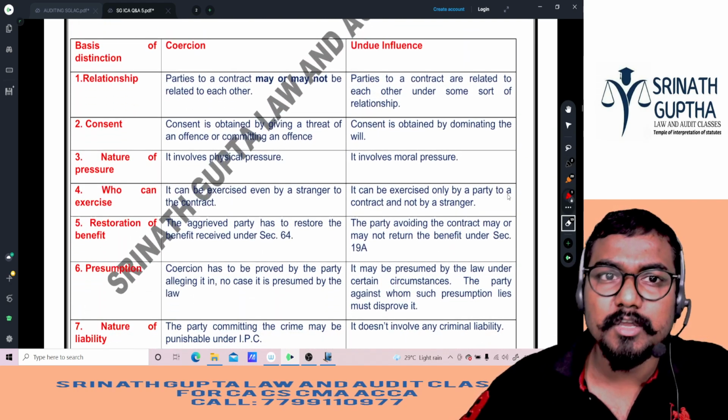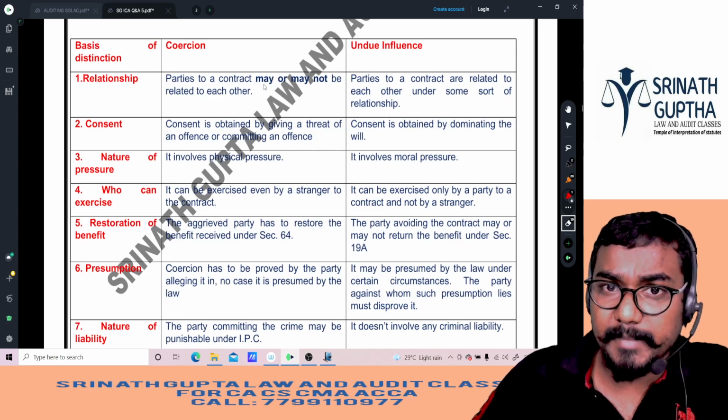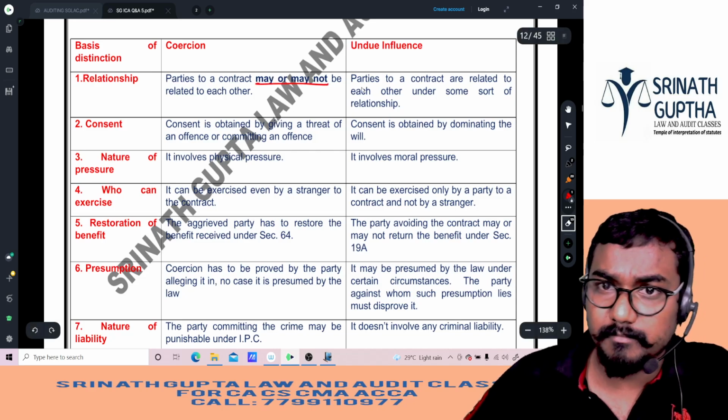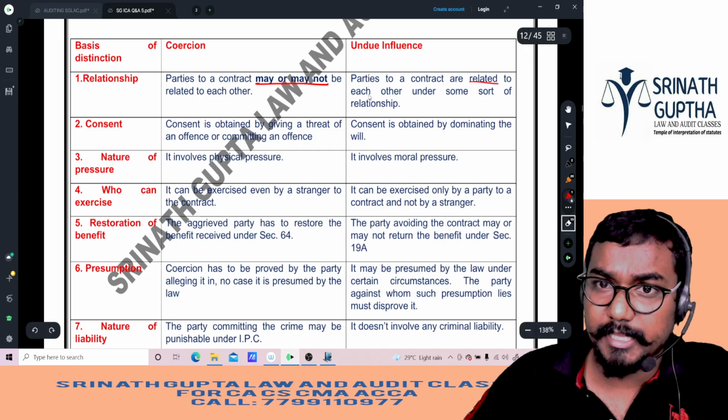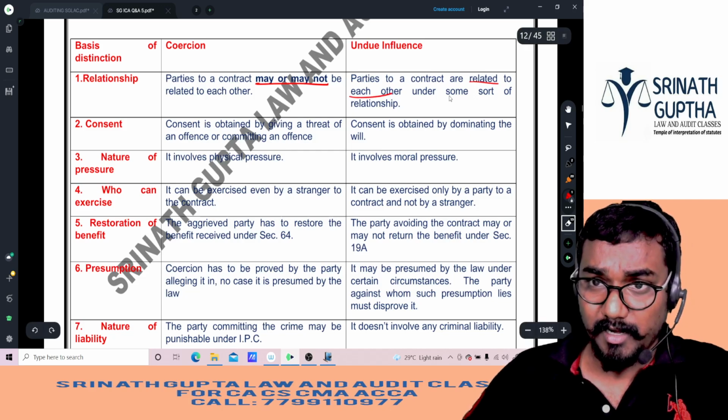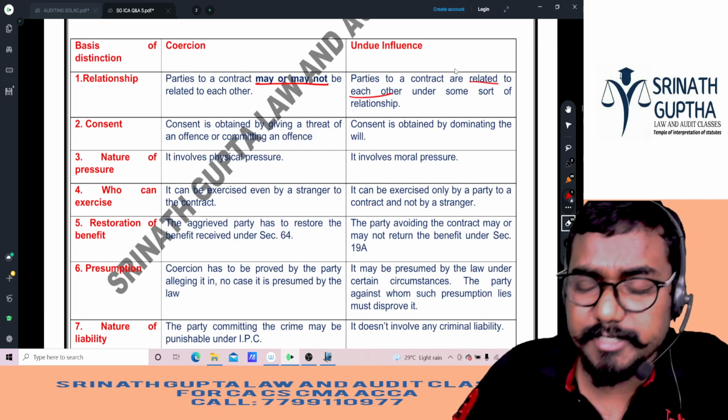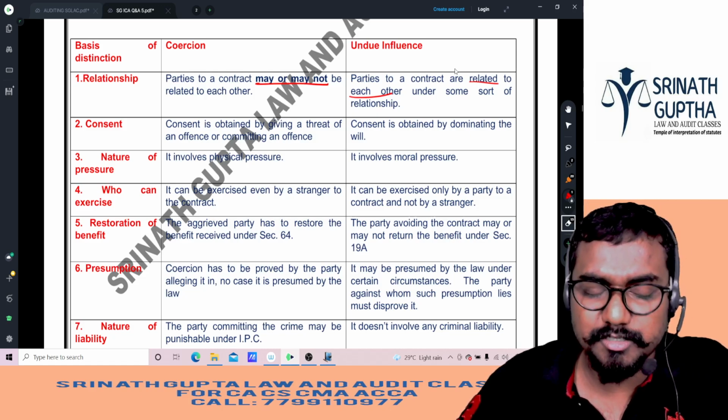Coercion and undue influence. In undue influence, the parties to the contract are related to each other under some sort of relationship. But in case of coercion, parties may be related, may not be related also.